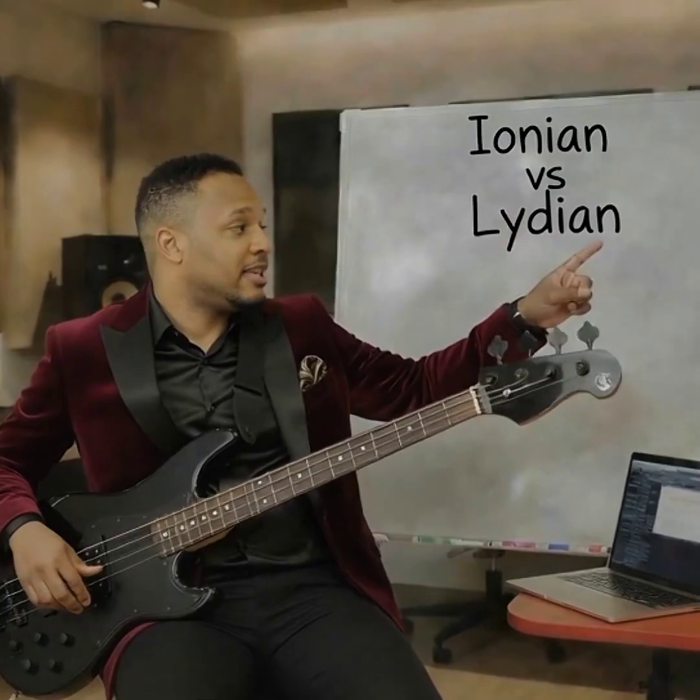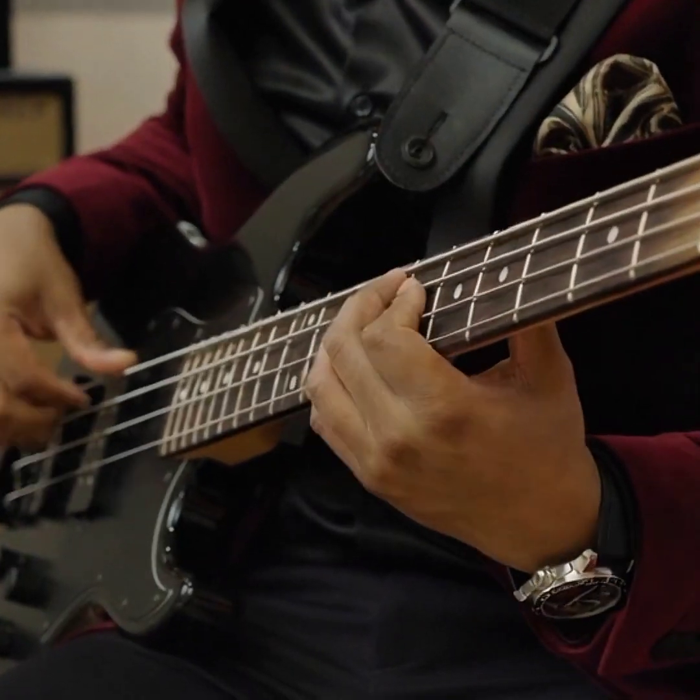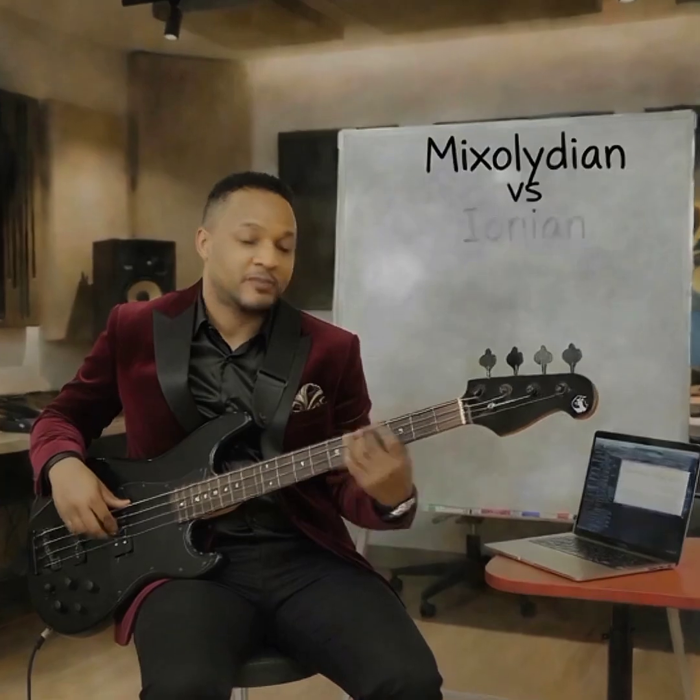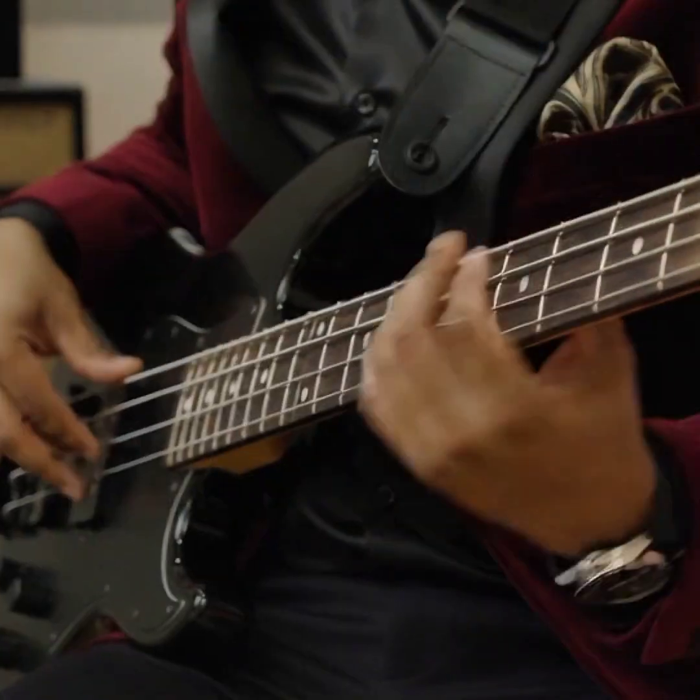Let's compare Ionian and Lydian. Ionian is stable, while Lydian has a sharp 4. Next is Dorian versus Aeolian. Dorian is brighter with a major 6. Finally, Mixolydian versus Ionian. Mixolydian has a flat 7 for a bluesy feel. Experiment and make them your own.